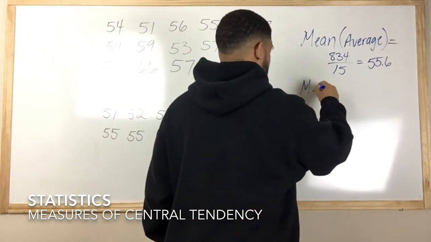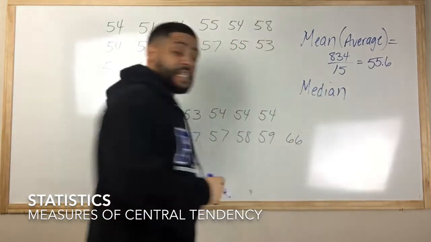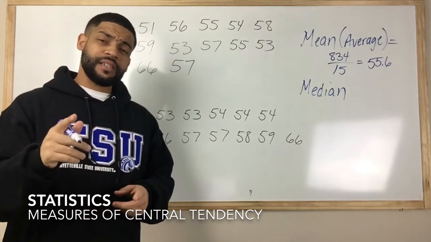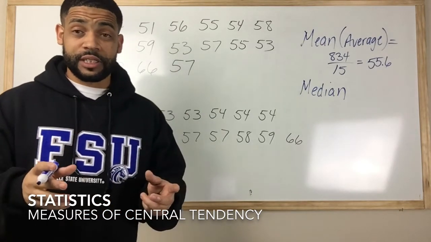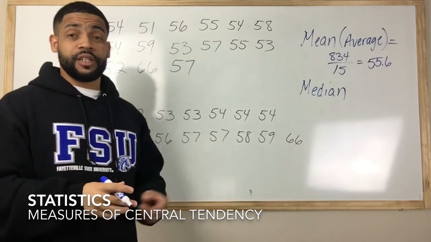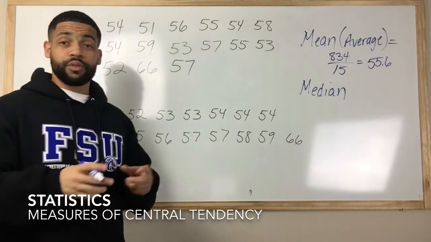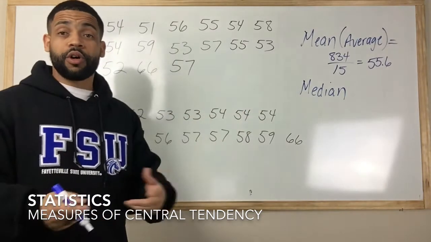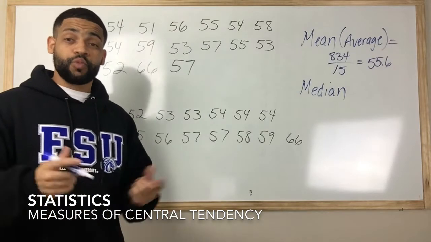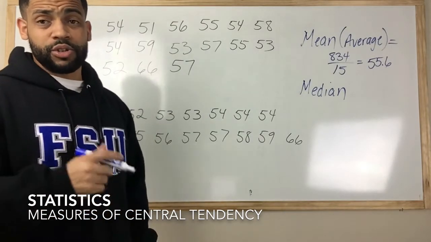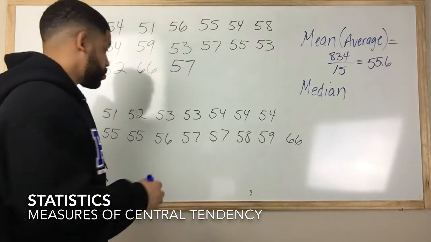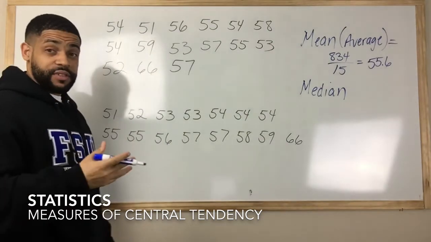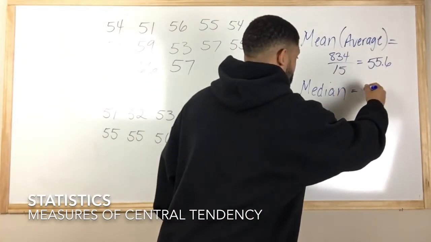Next, we want to find the median. The median is the middle number. Median is a little different because it is not always a number that's actually in the data set. In this case, we have an odd number of elements in the data set. By elements I mean however many numbers there are in the data set. There are 15, so there will be one number exactly in the middle. The 8th number is exactly in the middle: 1, 2, 3, 4, 5, 6, 7, 8. So 55 is going to be our median.